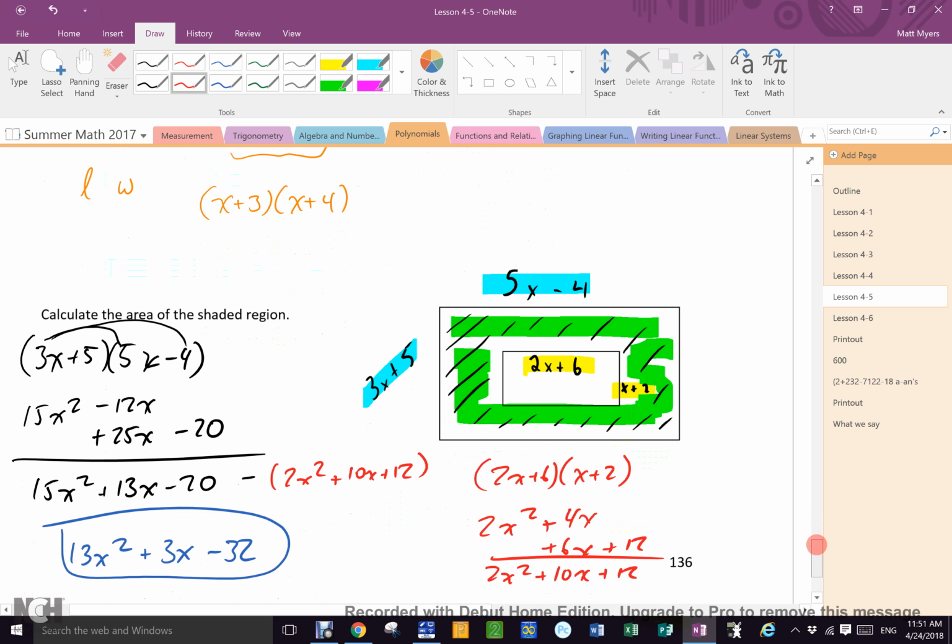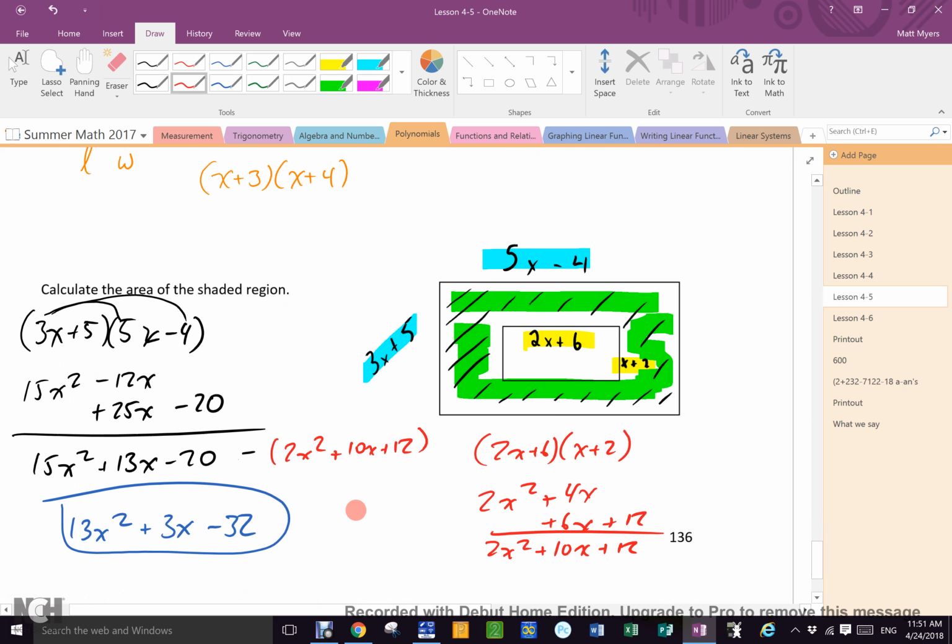And then this was just subtraction. The area of the blue is right there. Oops, that's the answer. Sorry. The area of the blue is right there. The area of the red is right there. Then you just subtracted them. 15 minus 2, 13 minus 10, and negative 20 minus 12. It's just subtraction.